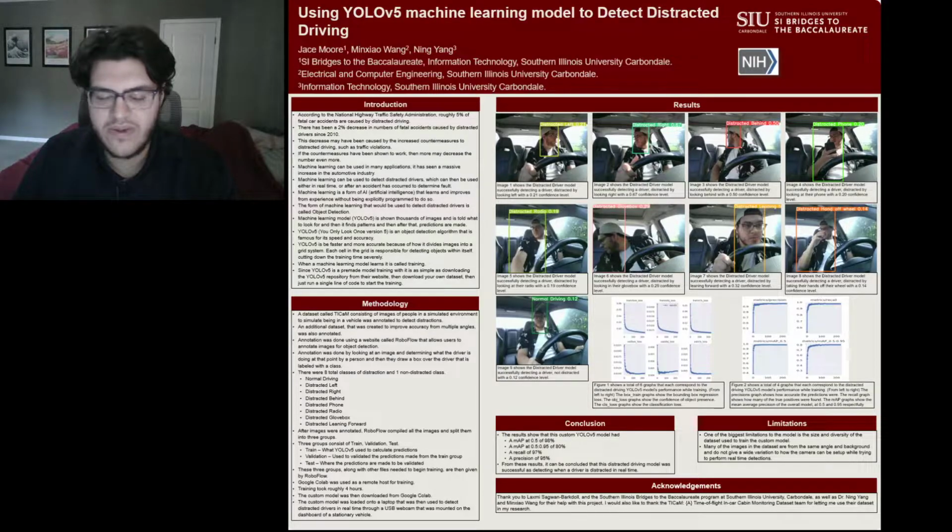the summer of 2022. My summer research topic was machine learning, but more specifically, using machine learning to detect distracted driving. I did this by using YOLOv5, which is a specific type of machine learning model, but I'll get more into that later on.